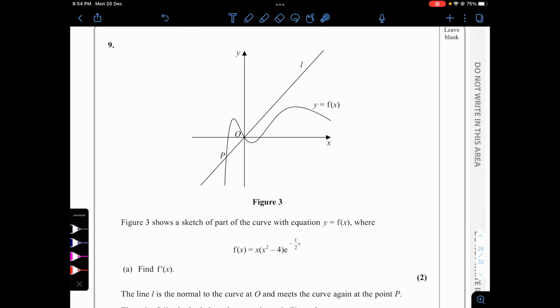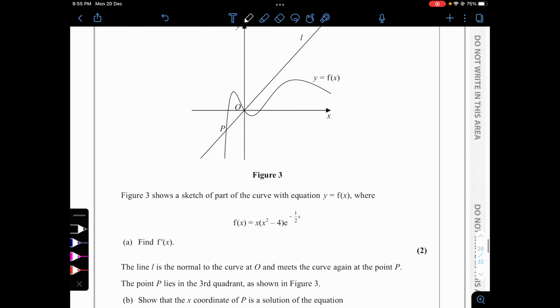So question number 9 says, figure 3, this is figure 3. Figure 3 shows a sketch of the part of the curve with y equals f of x, where f of x is x bracket x squared minus 4 times e to the power minus a half x. Okay, now this we can simplify because this is not to the power of anything. So we can rewrite this as x cubed minus 4x e to the power of minus a half x.